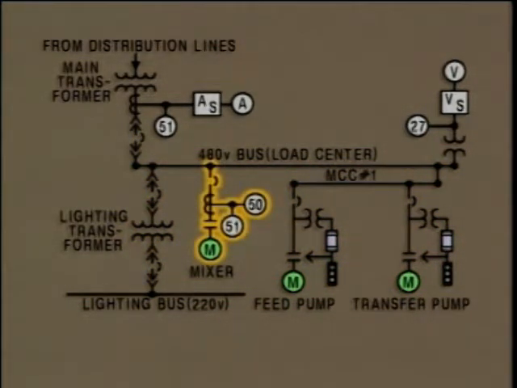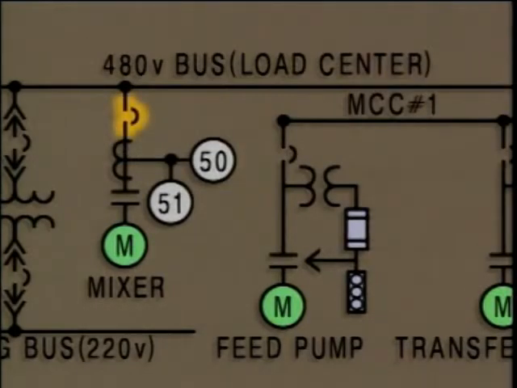This diagram also shows a motor circuit that is connected directly to the load center. It is equipped with a breaker. This current transformer supplies power to an instantaneous overcurrent relay and a time delay overcurrent relay. They open the breaker in the motor circuit if current flow is too high. This symbol represents a contactor. It is used to start and stop the motor.